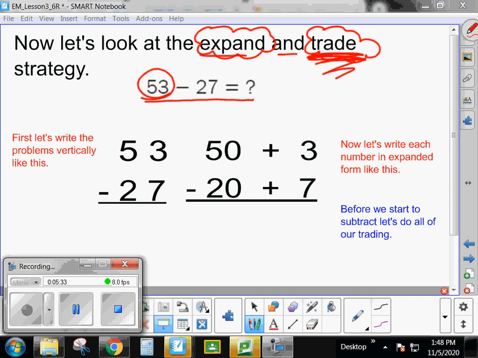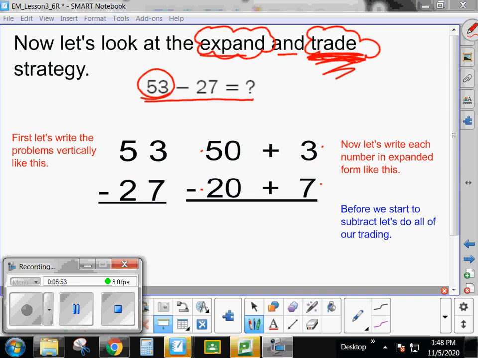You have to have more on top. So I go through and I check each place value. So I'm going to check my tens. Is there more on top? Yes, 50 is more than 20. Then I'm going to go to my ones. Is there more on top? No. If I have 3 ones, I can't take away 7 ones.